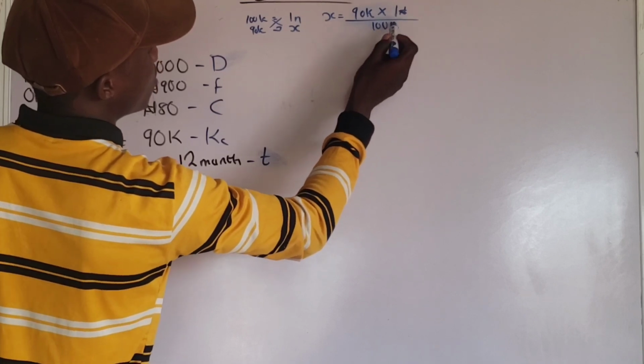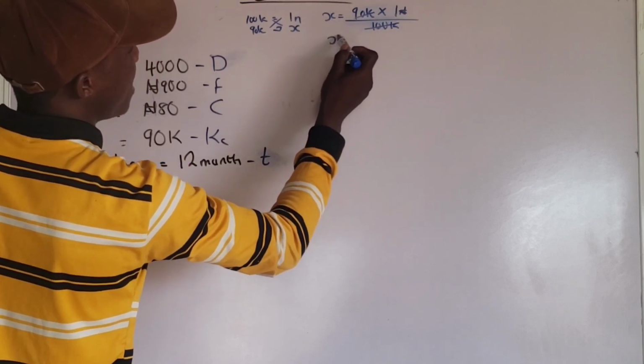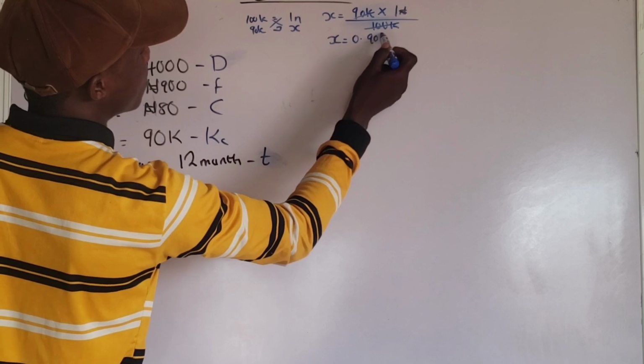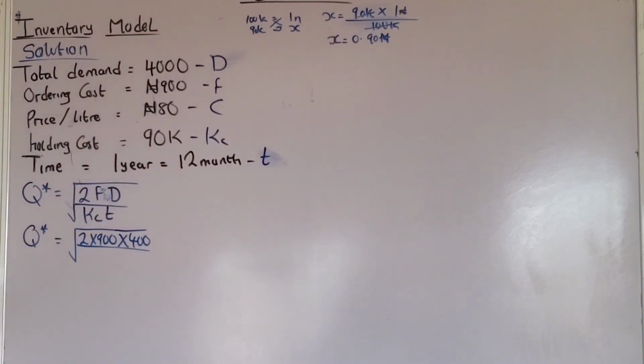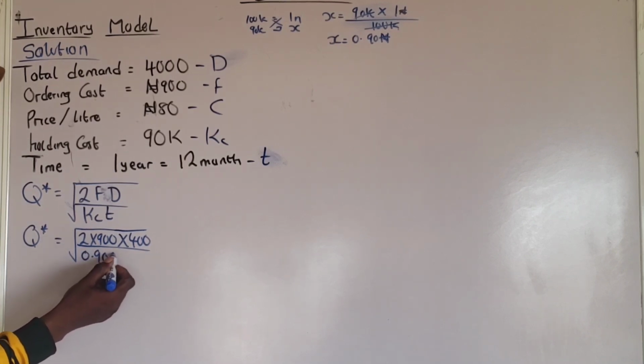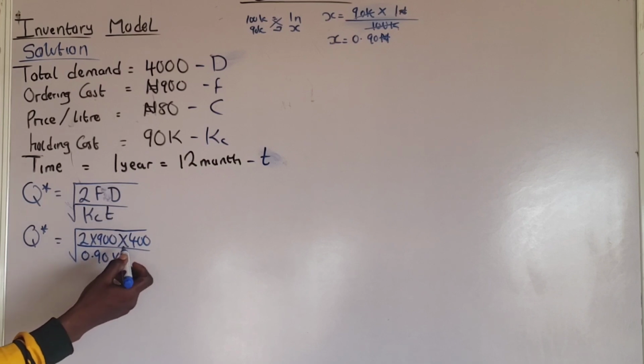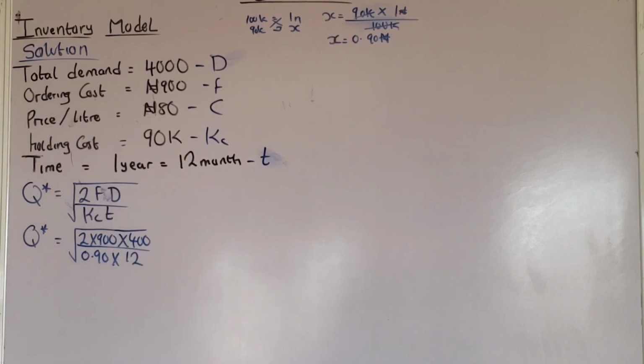Okay, so divided by this, you're going to have x equals 0.90 naira. Because this kobo, we have cancelled the kobo that is attached to the 90. So I'm going to have here 0.90 multiplied by t, which is 12. Please, do you understand how I got this? If you didn't understand, listen to the explanation again.